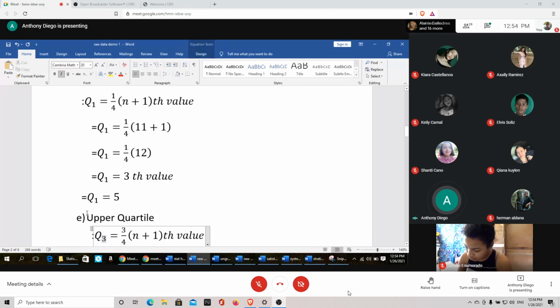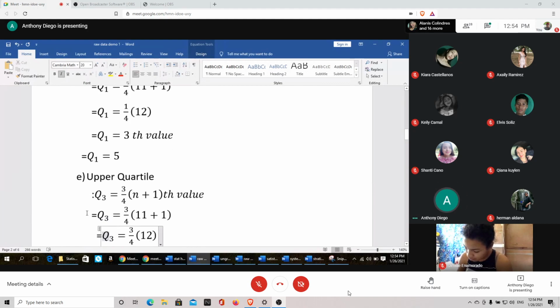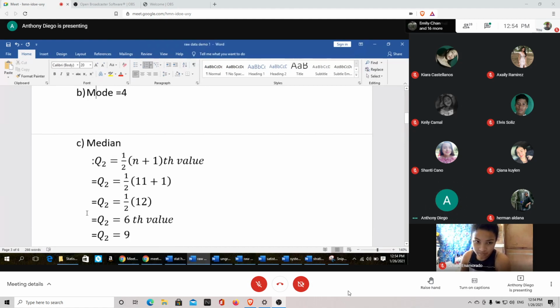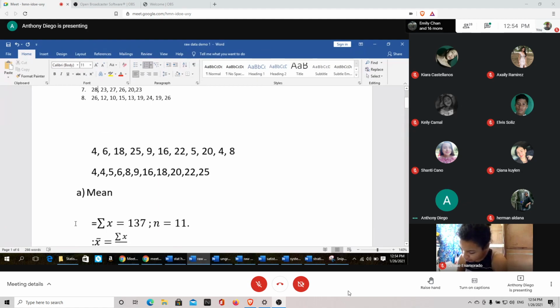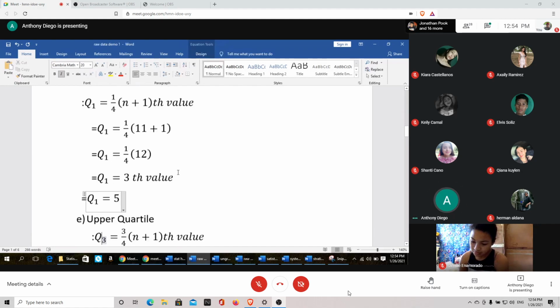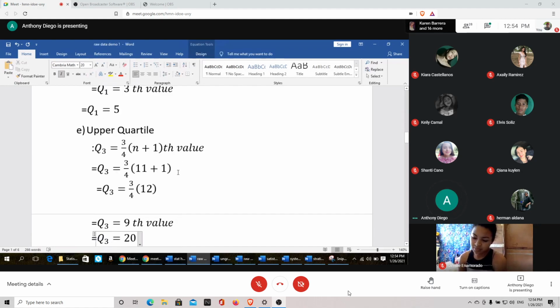Then we do the same for the upper quartile, which is 3/4 of the distribution. So it's going to be 3/4 of 12, which is the 9th value. Then we go back here and find the 9th value, which will be what? 20. So we go there and that will be 20. That's Q3. And remember, Q3 represents the upper quartile.